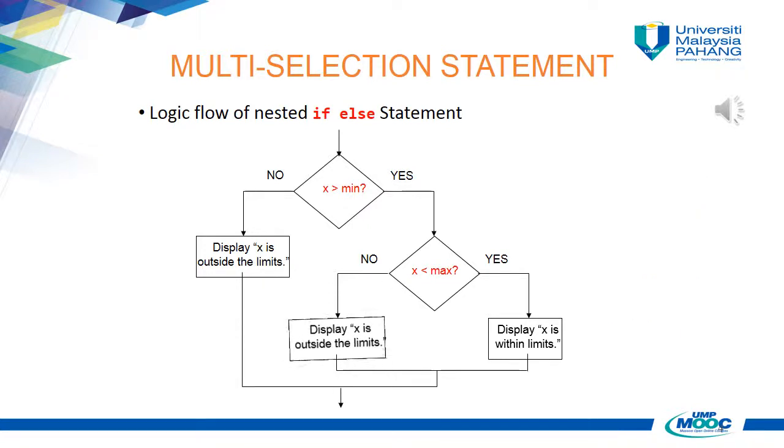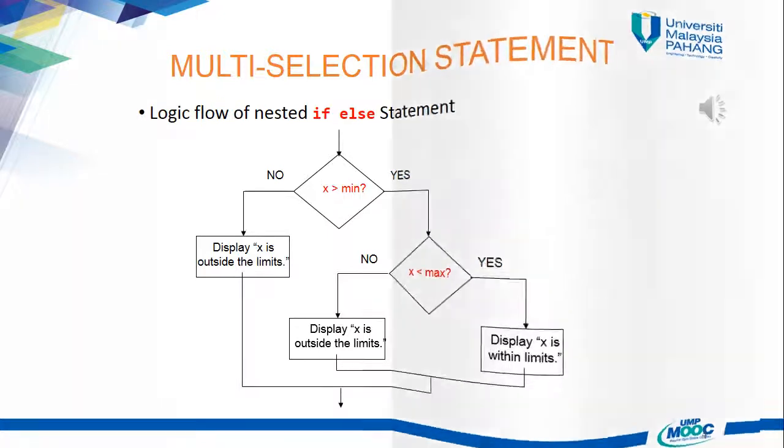Now let's consider x equal to 2, with minimum and maximum limits of 3 and 9 respectively. What will the output be? Question. Convert the flowchart to programming code.